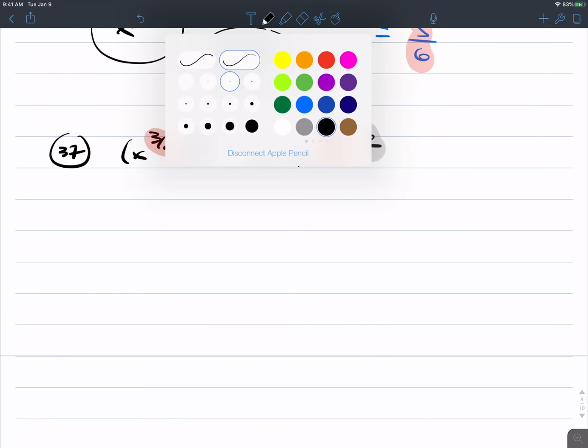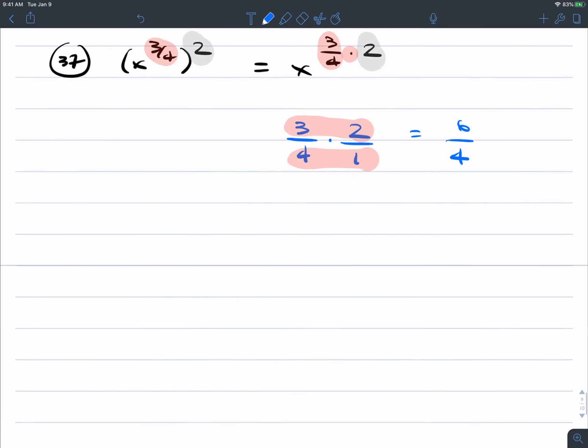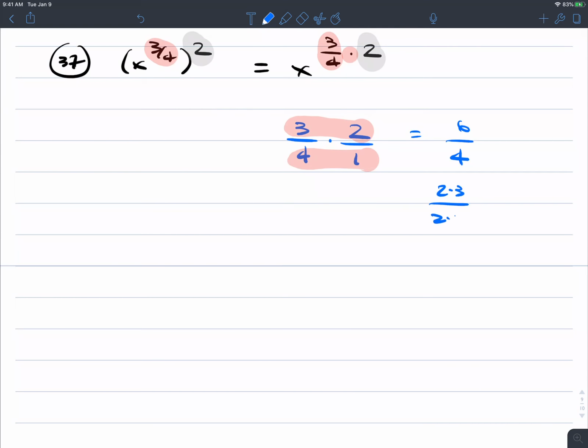Okay, so here's my work now. We also have to remember what is 3/4 times the whole number 2. Well, write 2 as a fraction: 2 over 1. If you recall, you multiply horizontally across. This gives you 6 over 4, but you have to reduce this. You might have seen already that 6 is 2 times 3 and 4 is 2 times 2. We can cancel. So this reduces to 3 over 2, 3 halves. This is my new power here.